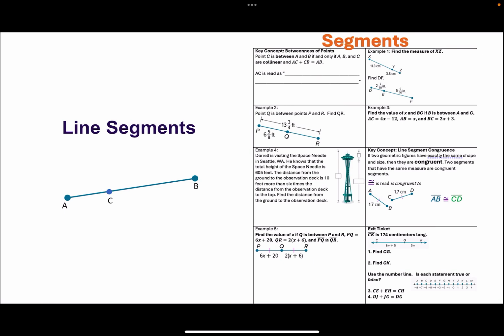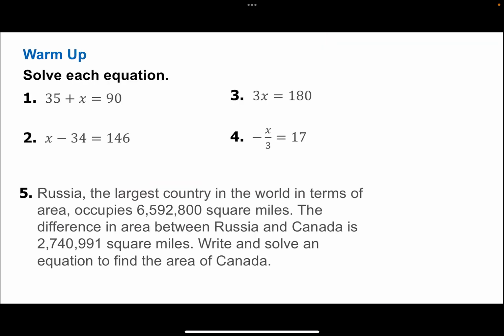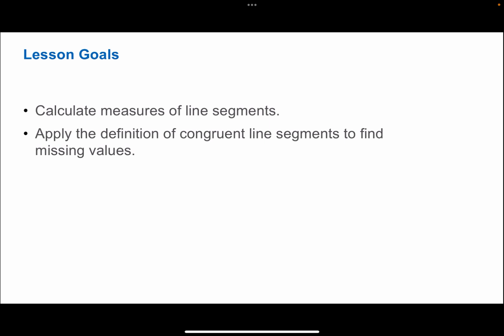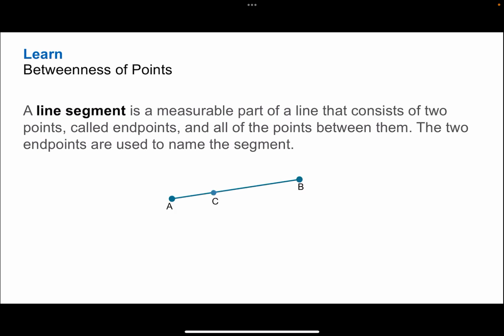This section is on line segments, and so you have a note sheet that looks like this. We have some warm-up questions that you could certainly answer. But to get started with the lesson, we want to talk about what line segments are and how to calculate the measures or lengths of line segments and what it means to be congruent.